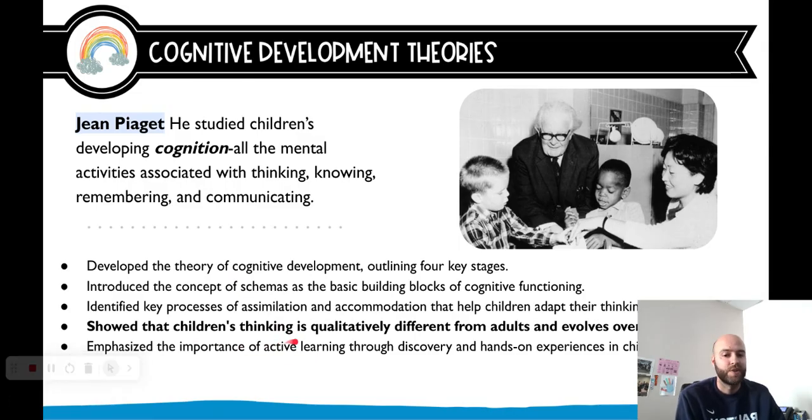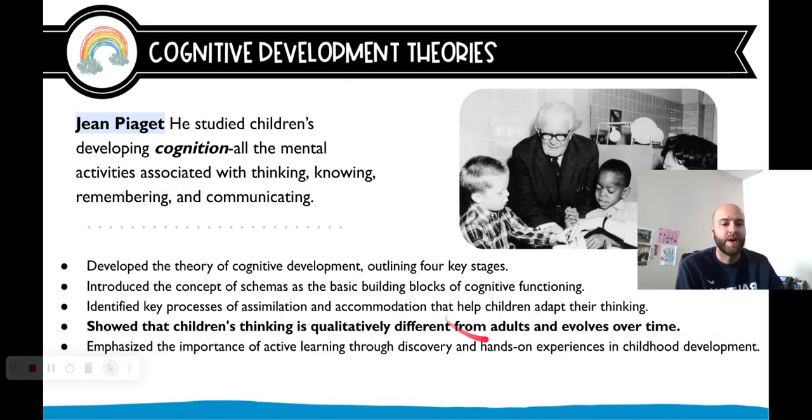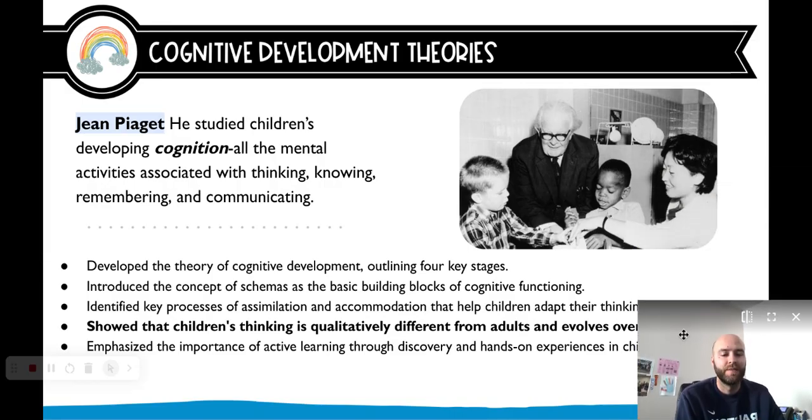He showed that children's thinking is qualitatively different from that of adults and how it evolves over time, which is the important piece of cognitive development. And he emphasized the importance of active learning through discovery and hands-on experience in childhood. And he thought that individual experiences and exploratory learning were keys to cognitive development.